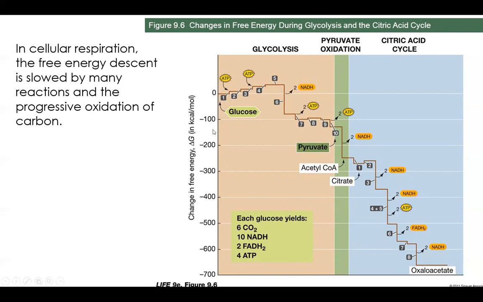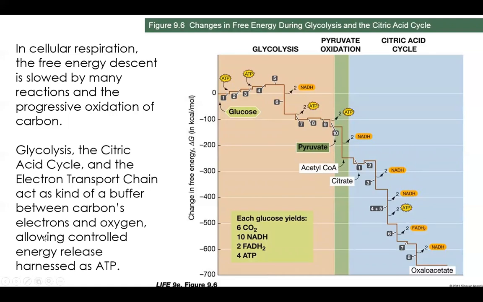So this large change in free energy is going to be slowed. It's not going to be a direct snap. It's going to be slowed by all of these steps, glycolysis, and the progressive oxidation of carbon. So these act sort of like a buffer. The electrons will take, traveling electrons going downhill, this free energy, until we safely get it to oxygen.